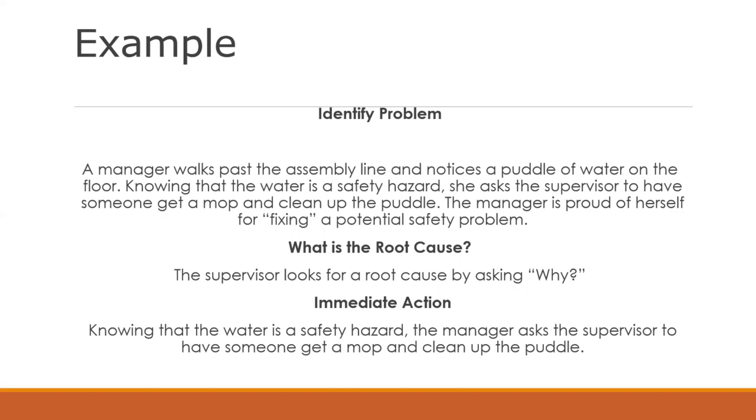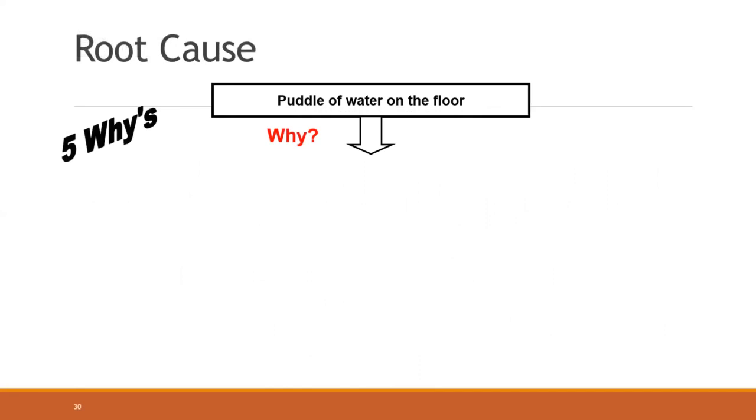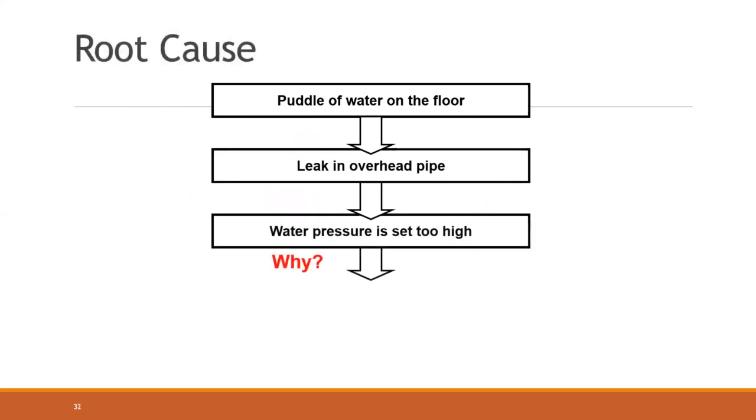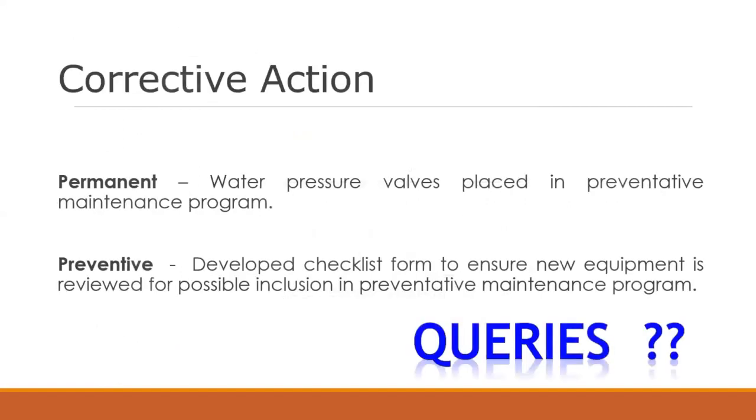So what is the root cause? The superior looks for a root cause by asking why. The immediate action, knowing that the water is a safety hazard, was that the manager asked the supervisor to have someone get a mop and clean up the puddle. But just see the 5 whys: puddle of water on the floor, leak in overhead pipe, water pressure is set too high, water pressure valve is faulty, and valve not in preventive maintenance program. So that is the root cause. The corrective action: water pressure valves placed in the preventive maintenance program, and a checklist form developed to ensure new equipment is reviewed for possible inclusion in the preventive maintenance program. That's all.